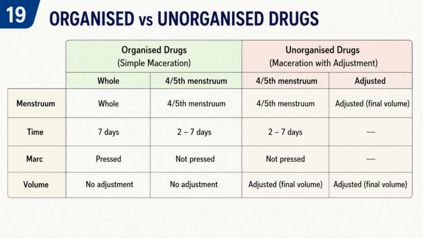Organized and unorganized drugs. Organized drugs possess a definite cellular structure. Examples include leaves, roots, and barks. Unorganized drugs are products such as gums, resins, and exudates. For organized drugs, a simple maceration may be used. For unorganized drugs, a maceration with adjustment may be preferred.